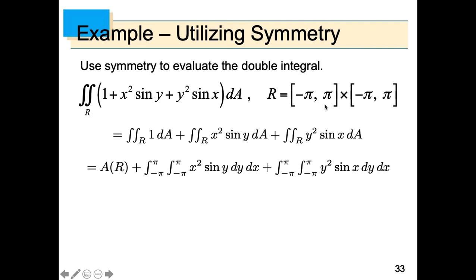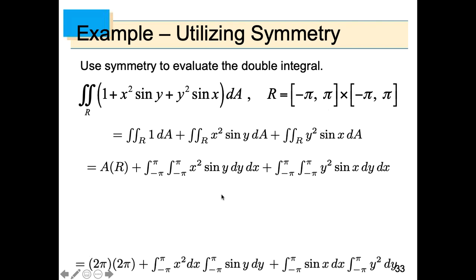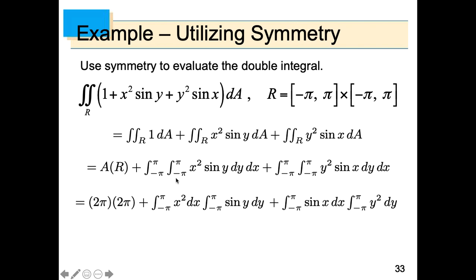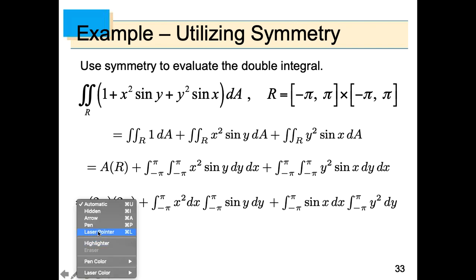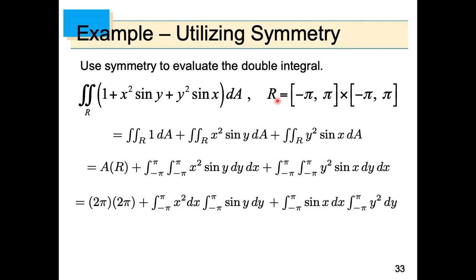Obviously, these two I'll get to in a moment. So I'll just go ahead and repeat myself. Again, the double integral of 1 dA is simply the area of the rectangle that you're dealing with here. Obviously, the length of this first interval is 2 pi. Going from negative pi to positive pi is 2 pi. And going from negative pi to positive pi again is 2 pi.